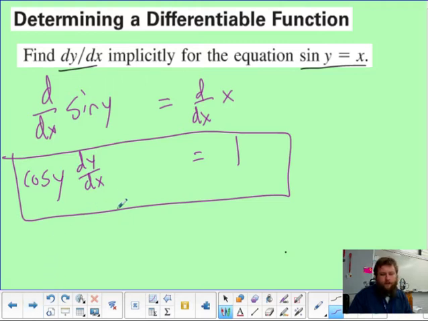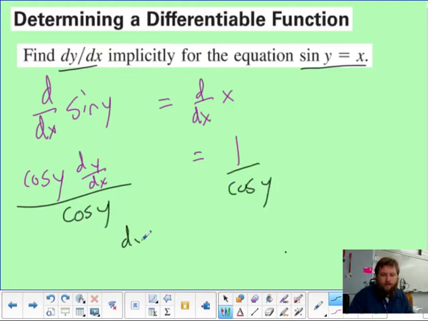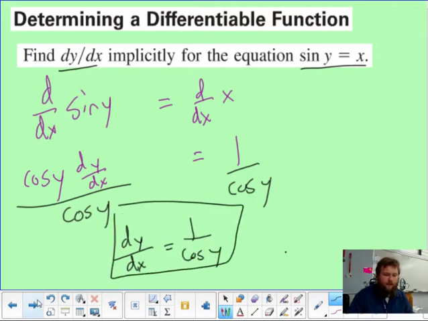Well, that's not completely it, because we do want to solve for dy/dx. So my next and last step is to divide both sides by cosine of y. And you're going to get dy/dx equals 1 over cosine of y. And there's your answer. Next one.